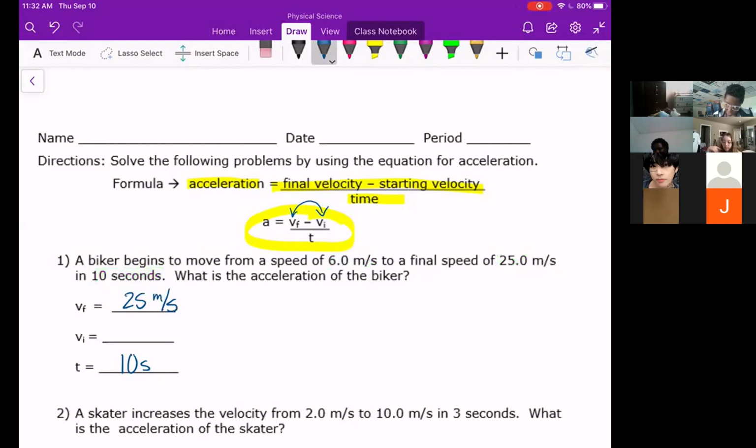All right, so this was my time right here. So that's blue. And then let's make this 25 meters per second this color, okay? And then I need another color, green. All right, and then this green was my initial one. So this was 6 meters per second, all right?